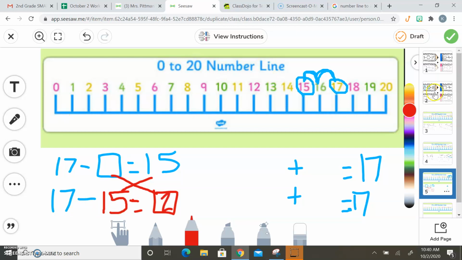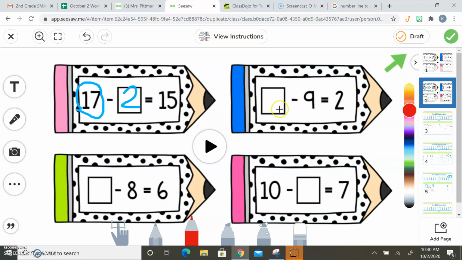So finally, the hardest one is when you have the missing add-in at the beginning of a subtraction problem. And here's why it's tricky. When we subtract, we know that the biggest number is going to be before the subtraction symbol. But it's missing. We don't know what it is. All we know is we have a little one and a little one. So what do we need to do with those 2 smaller numbers to figure out a bigger number? Well, you have to add them.